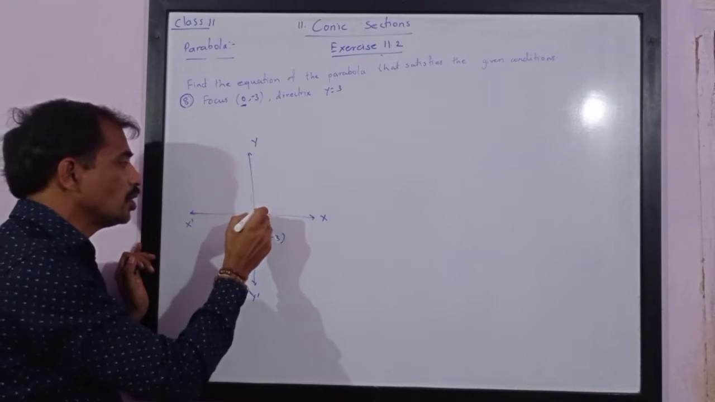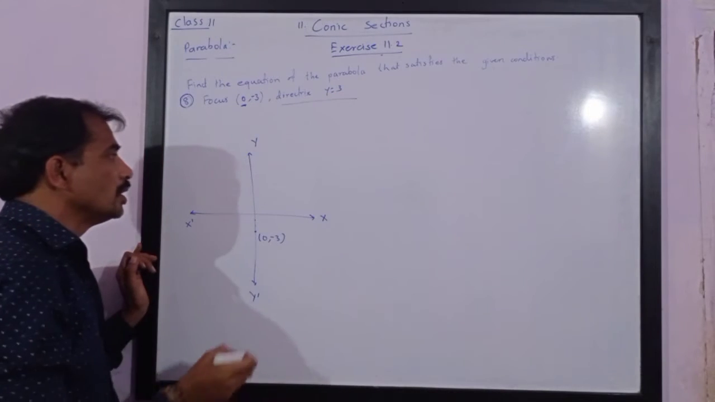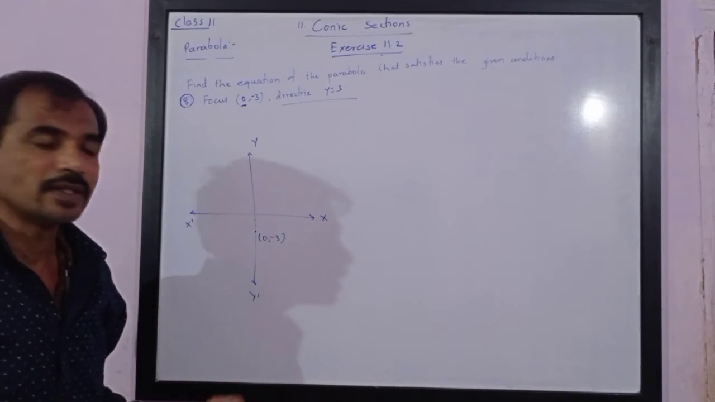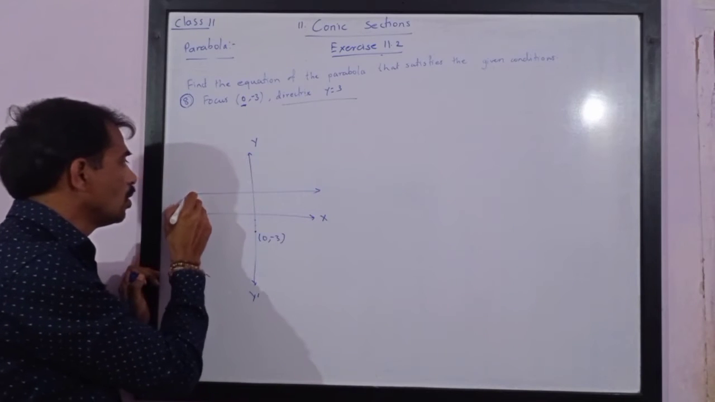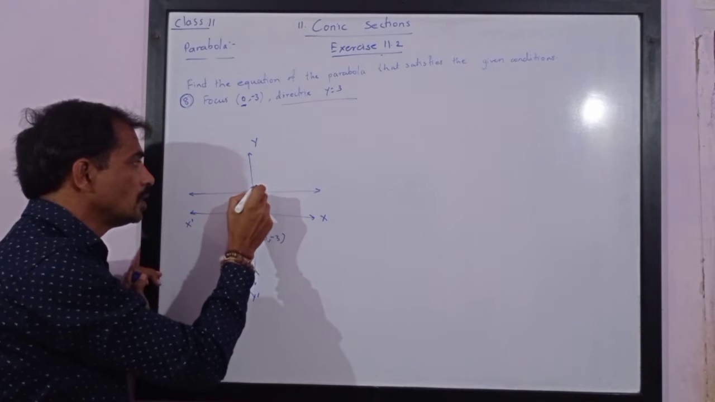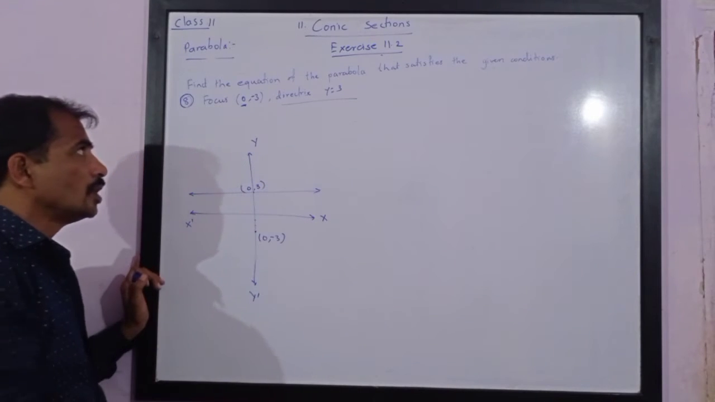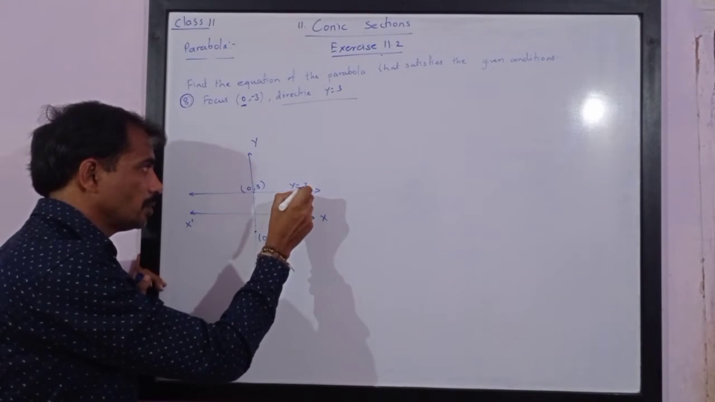Vertex is at 0, 0, and the directrix is y equal to 3. Now if it is y equal to 3 it means it is a line parallel to x axis. So this is a line parallel to x axis passing through the point y equals 3. So this is 3 and x coordinate is 0. Now this is the equation of directrix, y equals 3.